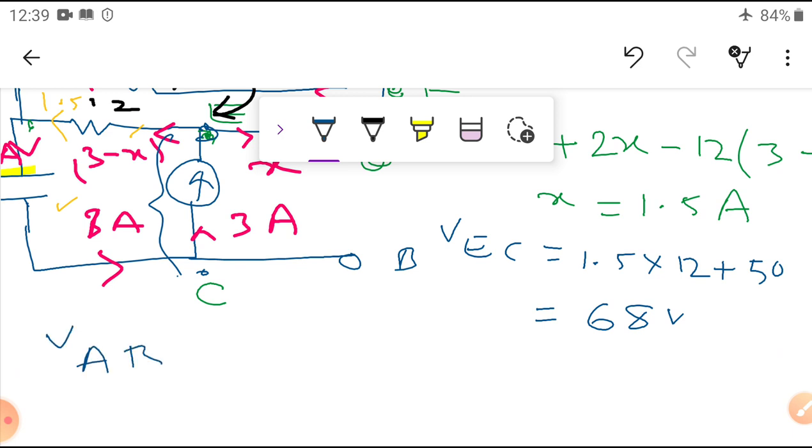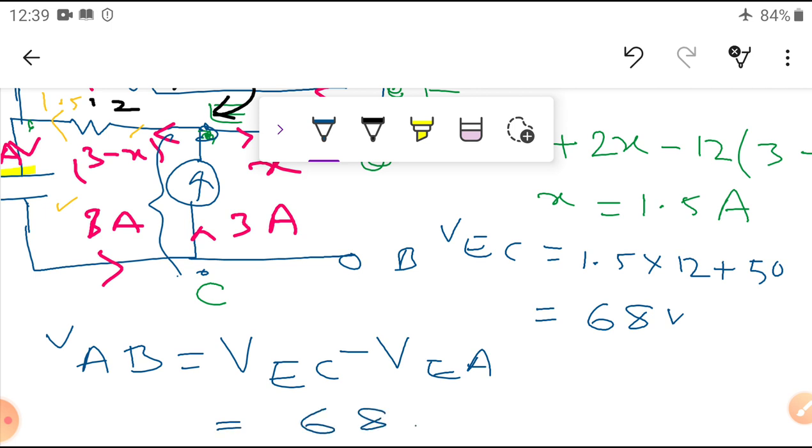VAB is equal to VEC minus VEA. So what is the VEC? Here you know VEC is 68, minus VEA. What is the current? 2 amperes. What is the resistance? Resistance is equal to 2 ohms and 1.5 is the current. Then 2 times 1.5 is 3, so nearly 65 volts. Now this is equal to V Thevenin.